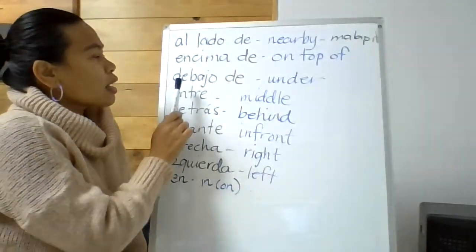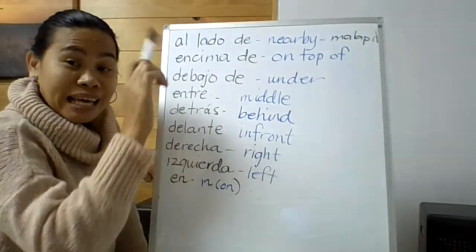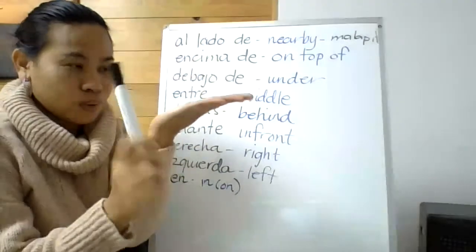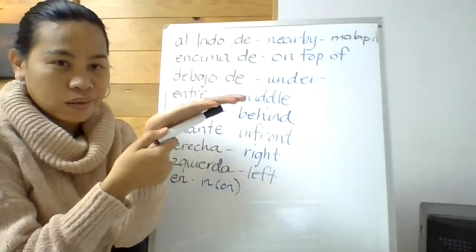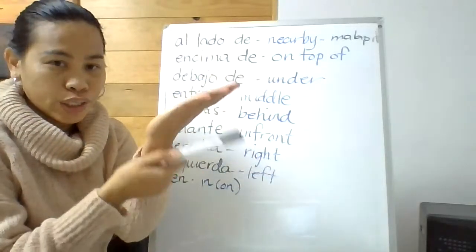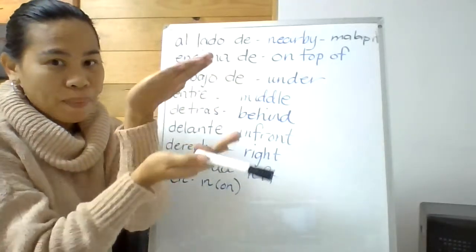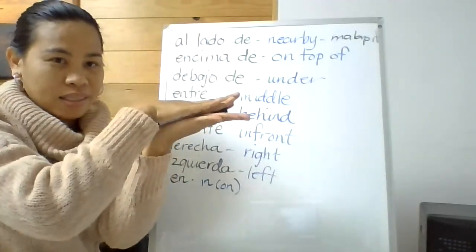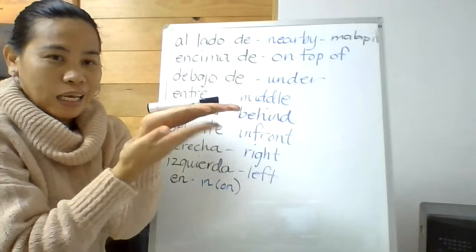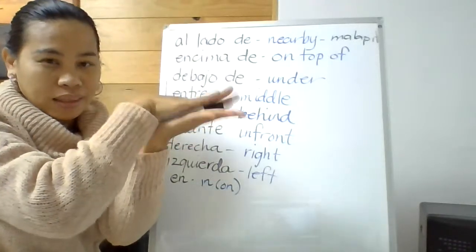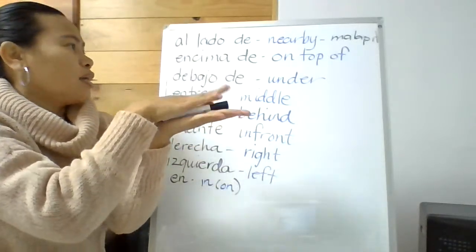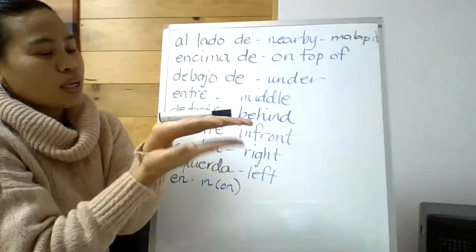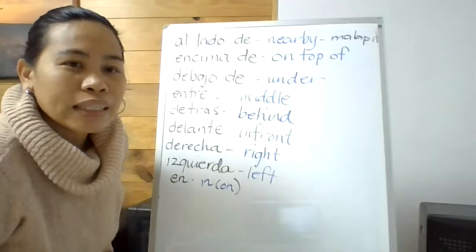debajo de. Debajo de is under. Debajo de mi mano. Under my hand. Okay? Debajo, under. So, in Tagalog, sa baba. Encima, sa taas. Baba in Tagalog, ibabaw pala. Ibabaw. Sa Tagalog, ibabaw, tapos ilalim in Tagalog.